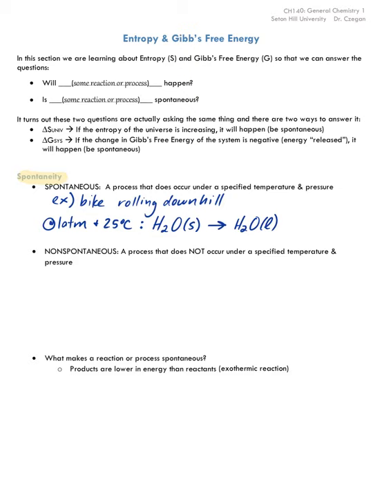Likewise, non-spontaneous processes are those that just don't happen. For example, a bike will not roll uphill. Unfortunately.